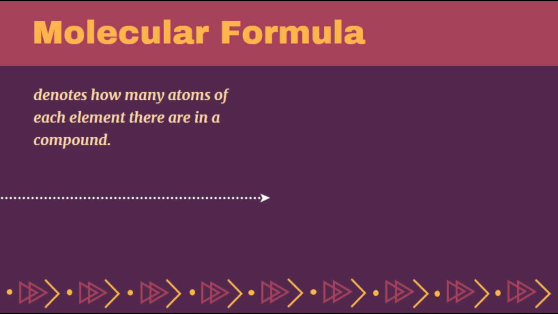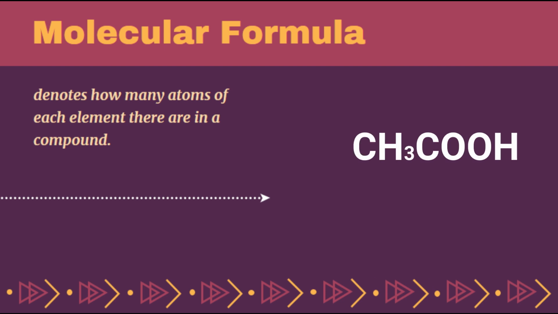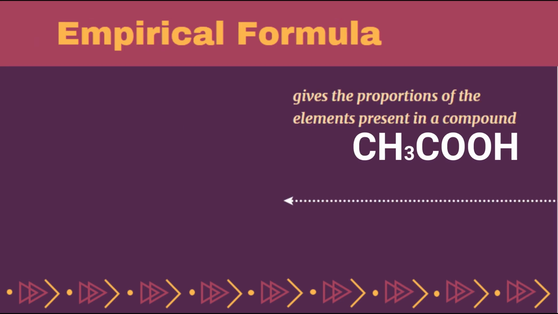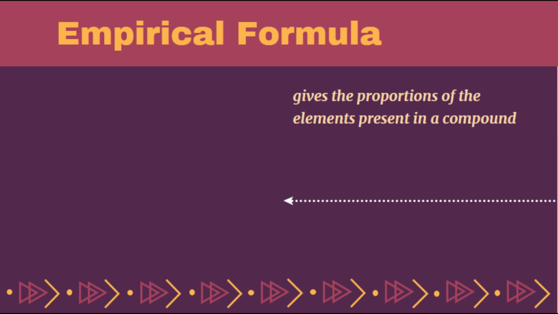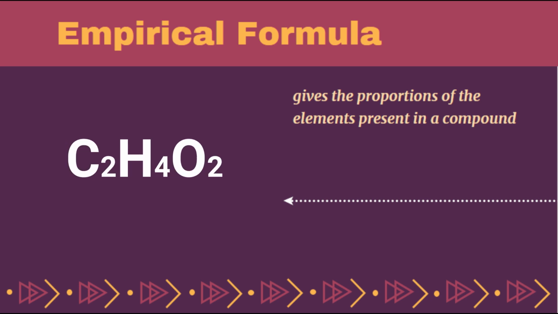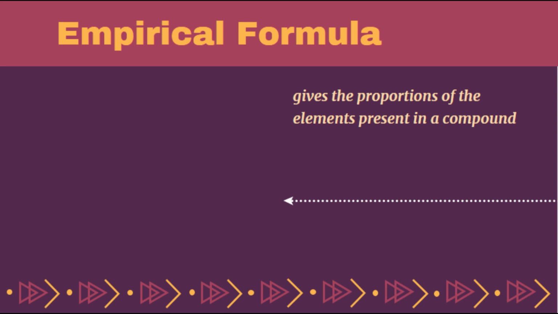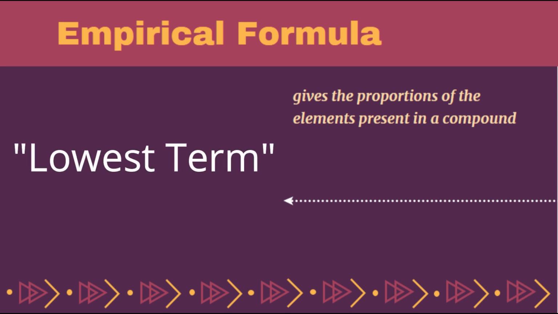The molecular formula is a formula that denotes how many atoms of each element there are in a compound. Another similar concept, the empirical formula, is a formula giving the proportions of the elements present in a compound but not the actual numbers or arrangement of atoms. It is also the lowest term of the molecular formula.